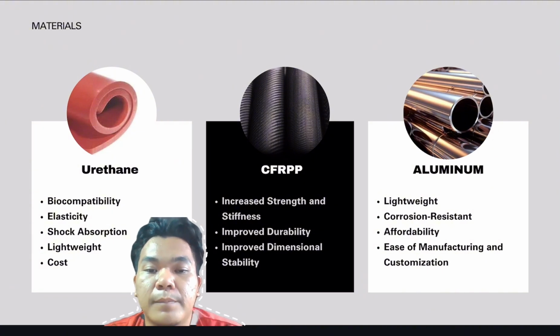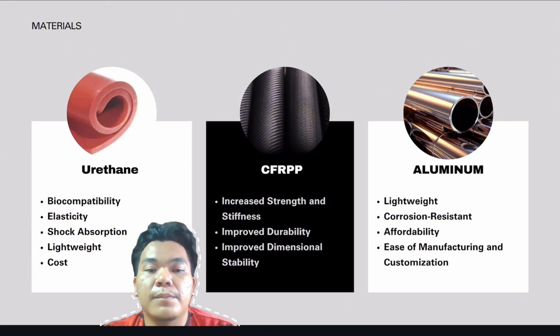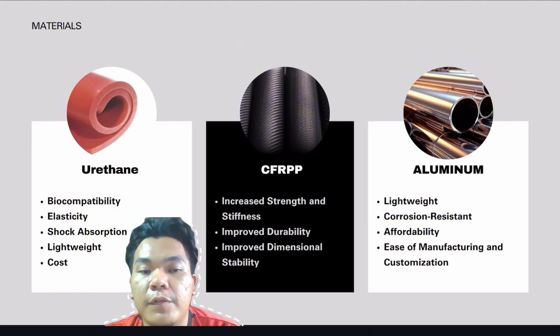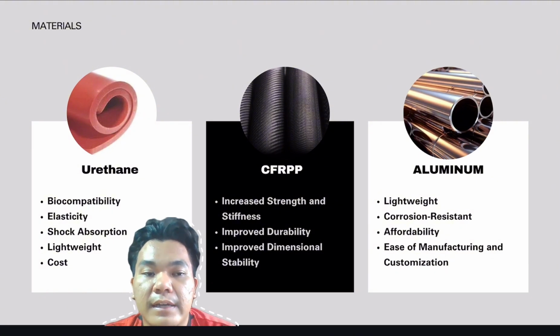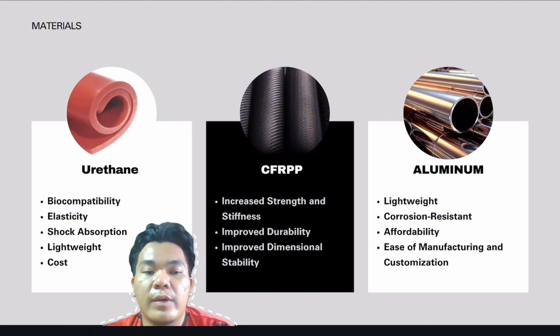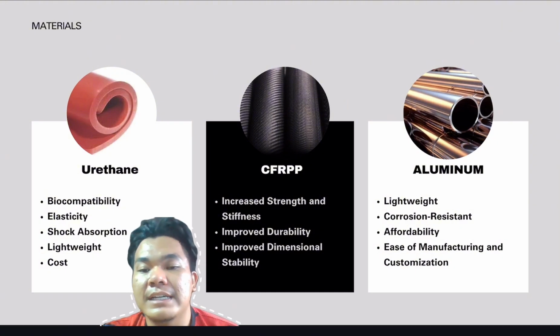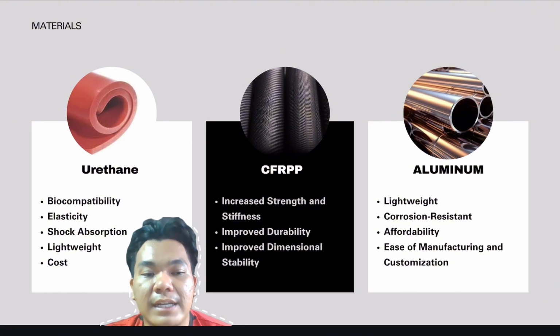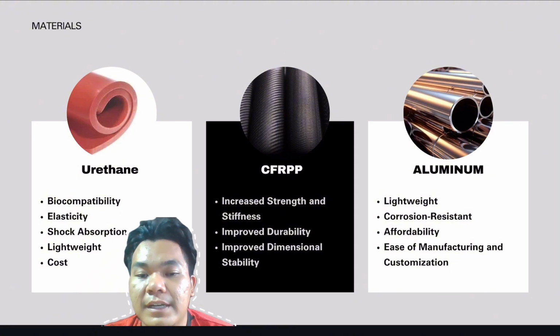So for the shell of the prosthetic sockets, we use carbon fiber reinforced polypropylene or CFRPP because basically it is a better version of polypropylene, which has better strength and stiffness, and also better durability, and also a better dimensional stability. What I mean by dimensional stability is carbon fibers in the CFRPP will reduce shrinkage and warping during molding processes, which will increase the preciseness of the final product. While normal polypropylene has a higher tendency to shrink and warp during the molding process, which can affect the accuracy of the final product.